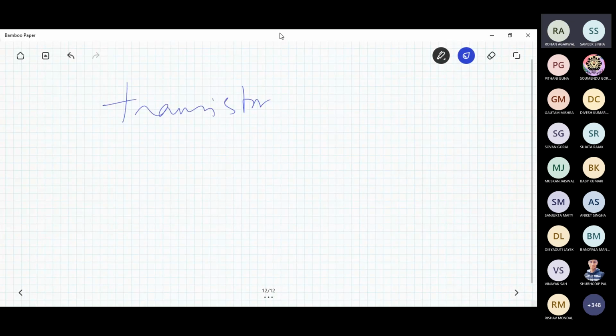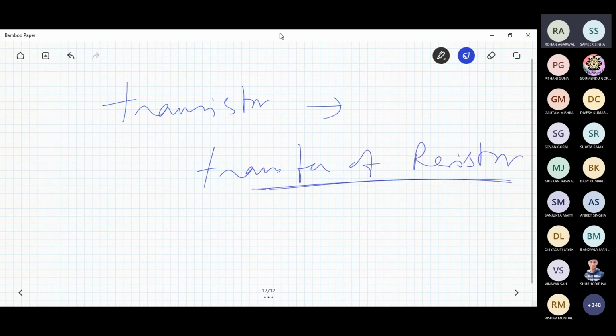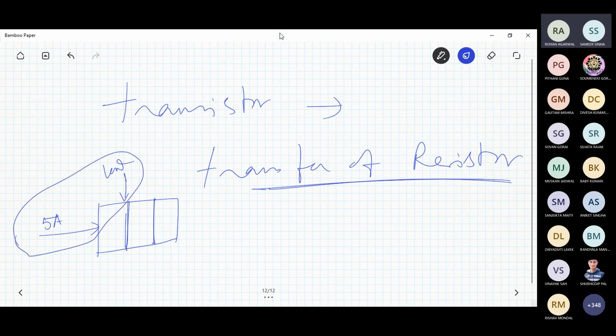The transistor is actually a transfer resistor. In this way only they have derived or coined this nomenclature. Now, whenever you have, let's say I apply 5 ampere. Now don't go for this unit. 5 ampere is too high. Except for a power transistor, 5 ampere will be very, very high. If it is low, so what will be the input voltage? Low means what will be the resistance?